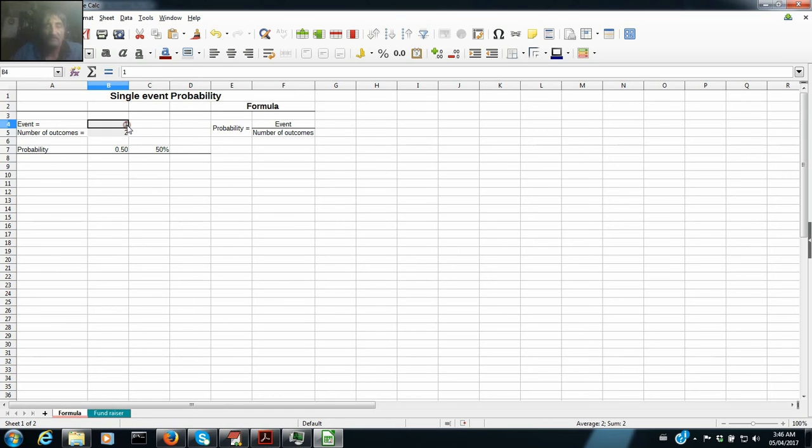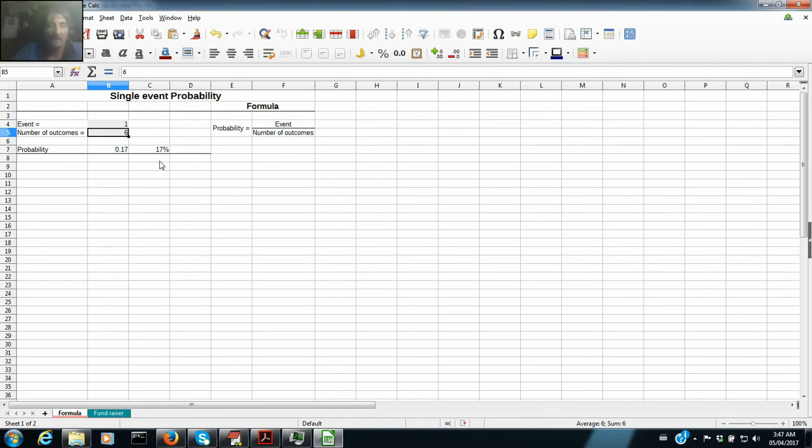With our die example, for any one number, the die can only land once on the number, so it could be a 2, 3, 4, 5, or 6, but it can only land on one of those numbers when you do your toss. But there's 6 possible outcomes. Event over number of outcomes equals probability. So since we know our event, we're going to change our number of outcomes to 6.